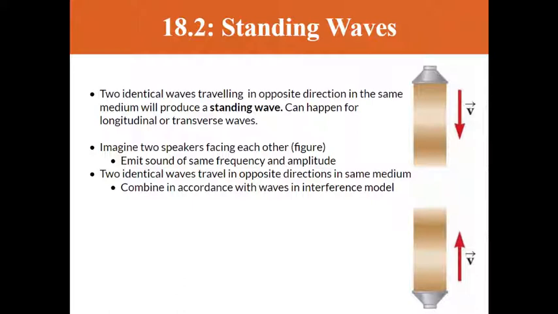There's a particular type of wave superposition called the standing wave that occurs when you have two identical waves traveling in opposite directions along the same medium. This can happen for transverse and longitudinal waves. For example, if you make two speakers face each other, emitting sound waves with the same frequency and amplitude, the resulting wave will be a combination of the two, and it'll look like it's not moving. It looks like it's just standing there. The medium's oscillating, but there's no visible motion.